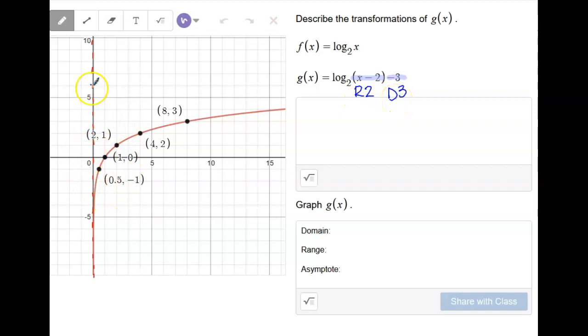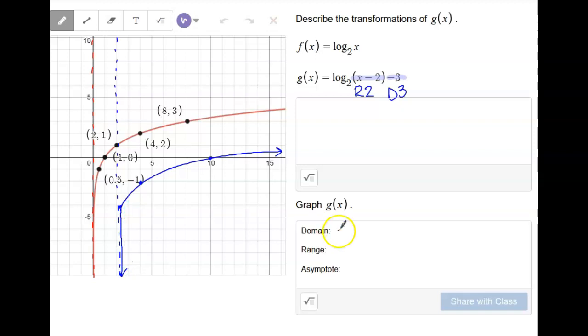Now this time you're not going to be able to see the vertical shift of this graph, but you'll be able to see the horizontal shift. So we're going to take this asymptote first and move it right 2 and down 3. So our new asymptote is going to be right here. And now we're just going to take all of these points and move them right 2, down 3, right 2, down 3, right 2, down 3. And so our graph is going to look like this.